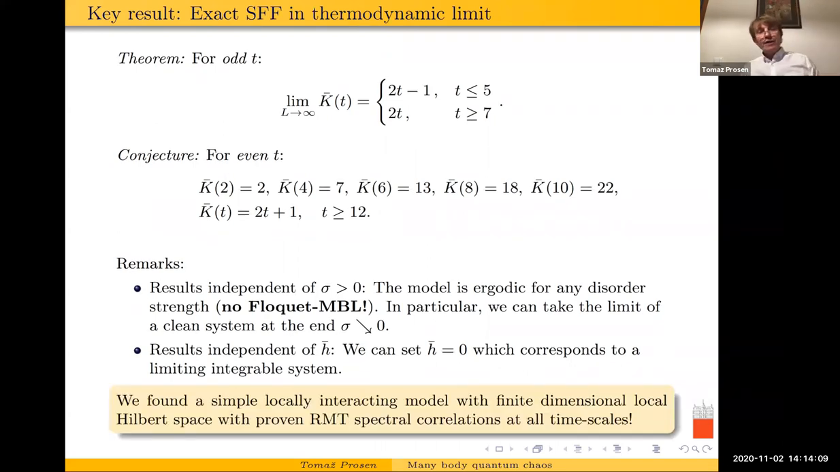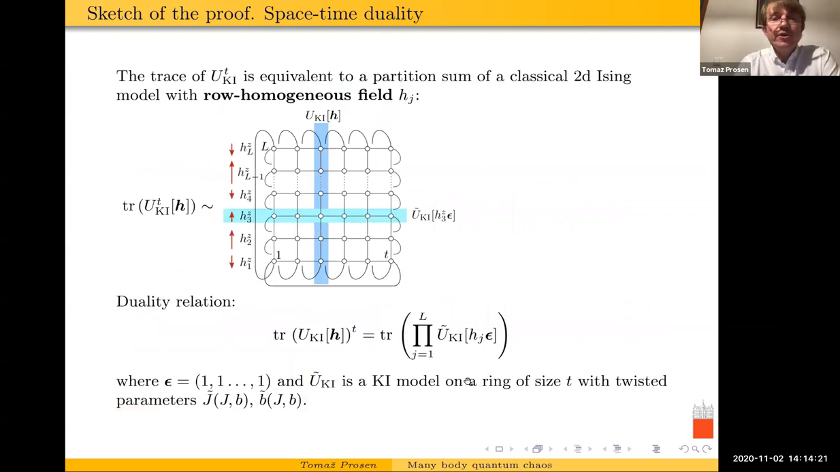So the conclusion is that we found a simple local interacting model with finite dimensional local Hilbert space with proven RMT spectral statistics, at least for odd times, at all times if you want. Our question is, how do we show that? And what is the statistical mechanical picture behind it? What is the calculation that one has to do?